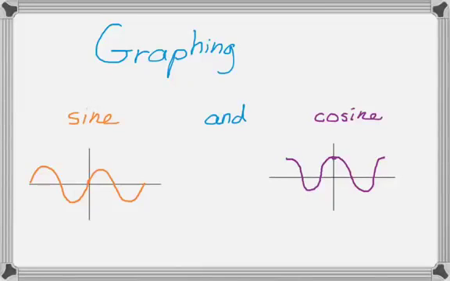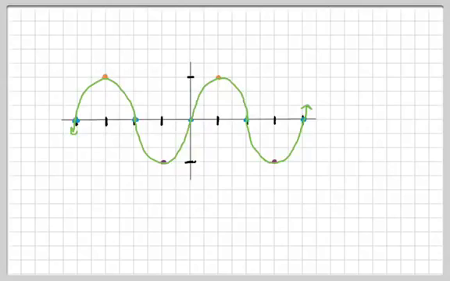Alright, we're going to talk about graphing sine and cosine in this video. So the first thing you need to know is a little bit of terminology. This is actually a graph of sine. The graph of cosine looks basically the same. It definitely has the same properties, so let's look at those properties.